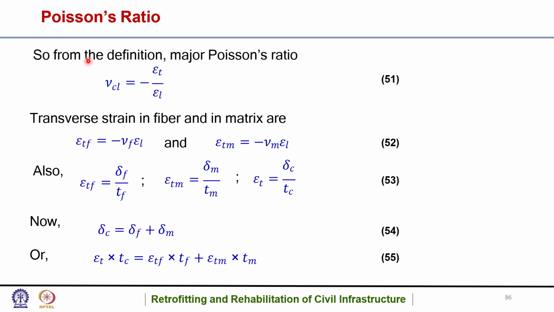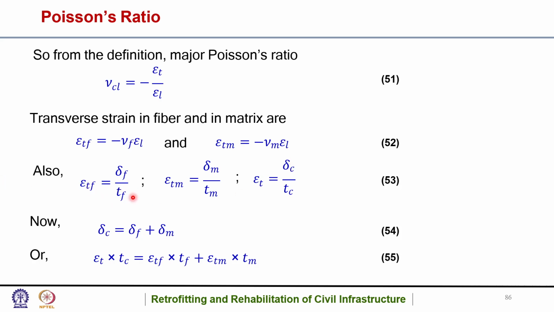So the major Poisson's ratio nu CL is basically transverse strain by longitudinal strain. We know Poisson's ratio is equal to lateral strain by longitudinal strain, right? So that is basically epsilon T by epsilon L. And the transverse strain in fiber and in matrix are epsilon tf equal to minus nu f epsilon L, and epsilon tm equal to minus nu m into epsilon L.